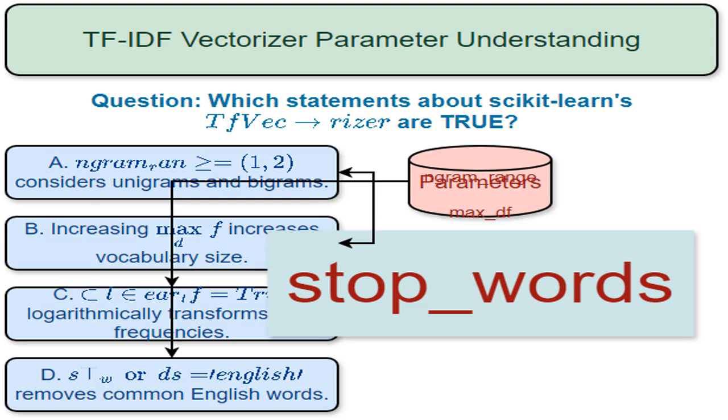I use this to remove common words like the, a, and is that don't usually tell us much about the sentiment of a text. Setting it to English uses a built-in list of these common words. This cleans up your data and focuses on the words that really matter.